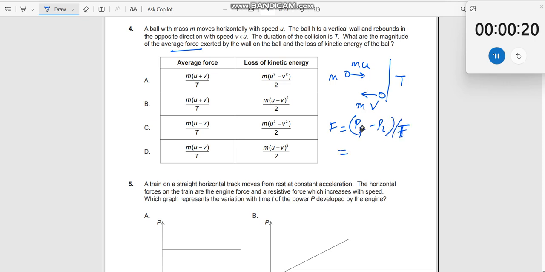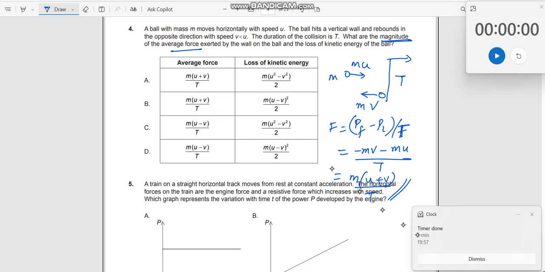So what will I do? P final. What is P final? If I take this as the positive direction, this should be negative. It should be minus mv. What is this here? Minus mu divided by t. What does the question ask? What are the magnitudes? Which means you are going to neglect this negative sign. So thus it should be m into u plus v divided by t. Right? M into u plus v divided by t, which is this. These two are correct, so therefore, these two go away.